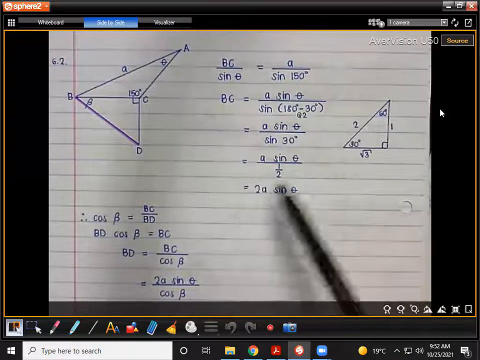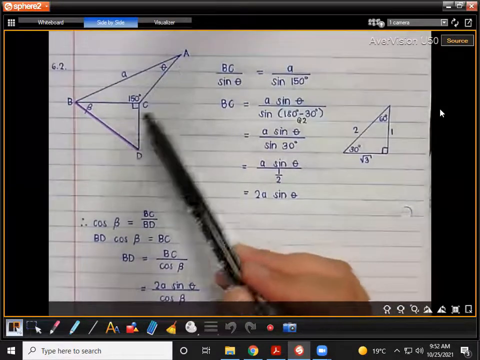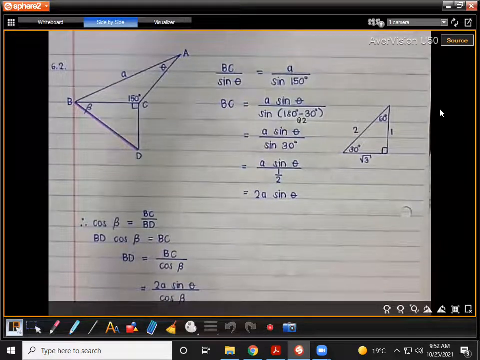All right, so I just thought that that was interesting, and we hadn't done an example like that before, where you actually are given an obtuse angle, and you need to rewrite it as 180 minus 30 so that you can use the reduction formula.